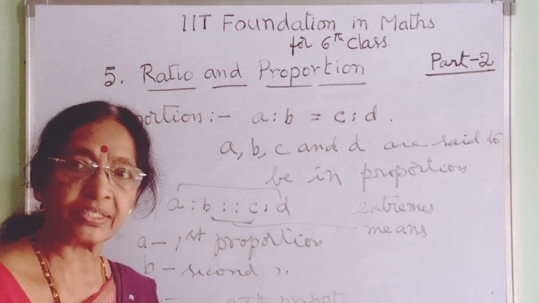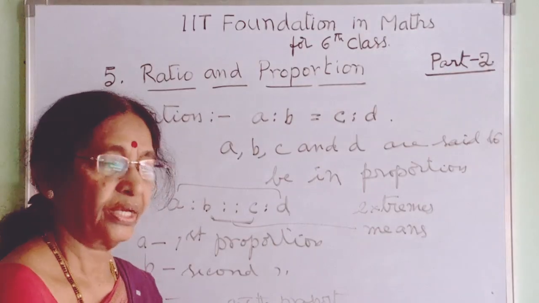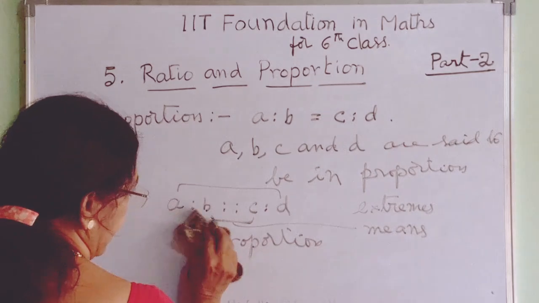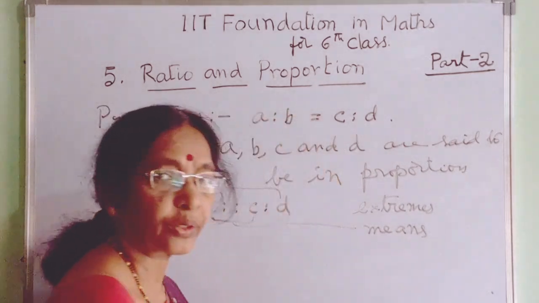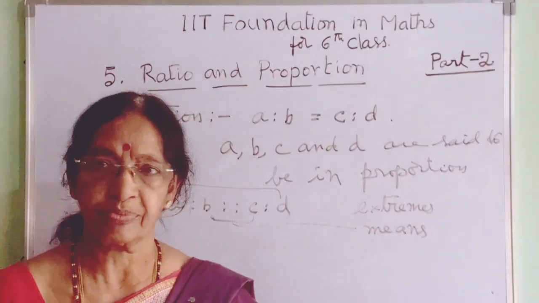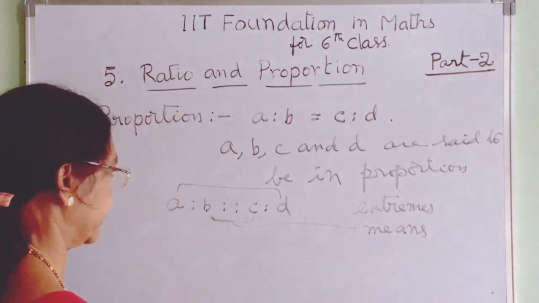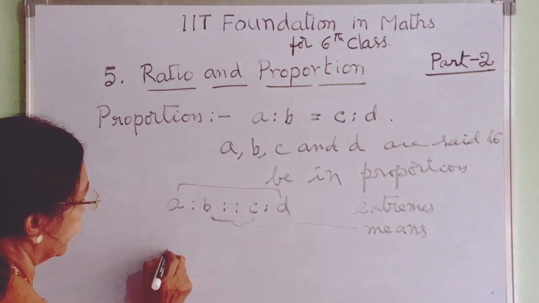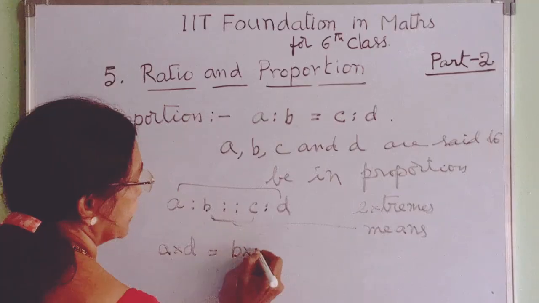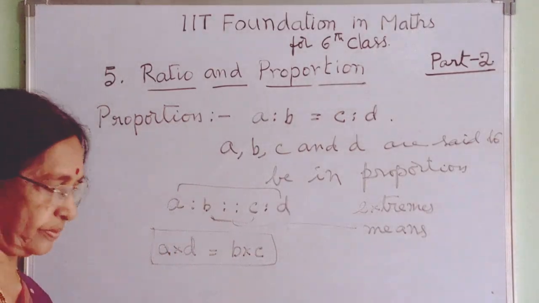The product of extremes is equal to the product of the means. That is the rule of proportion. It is an important rule. The product of extremes is equal to the product of means, or the product of means is equal to the product of extremes. That is, A into D is equal to B into C. This is called the rule of proportion.